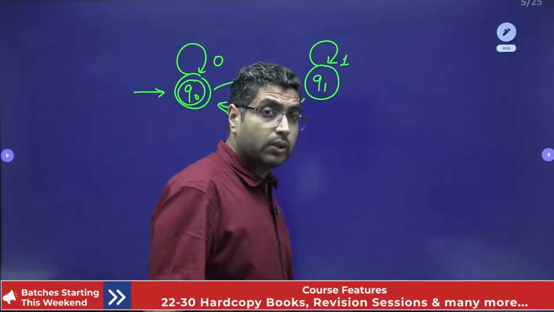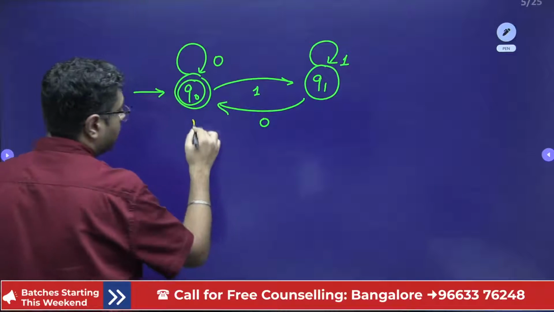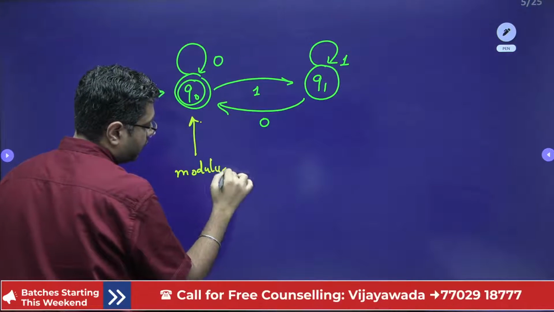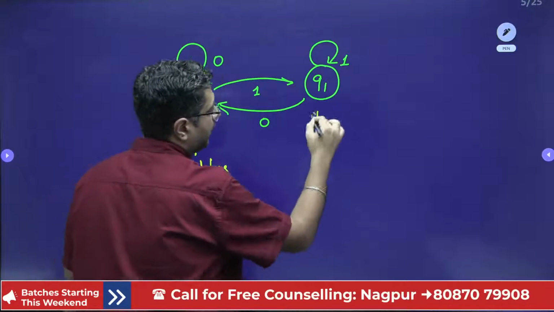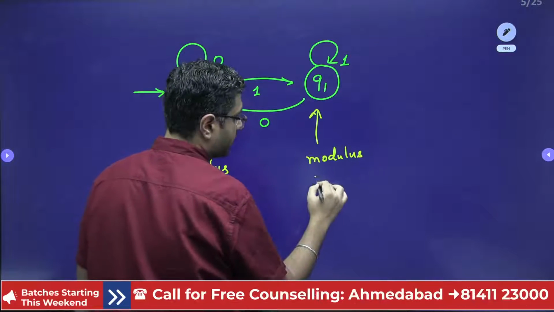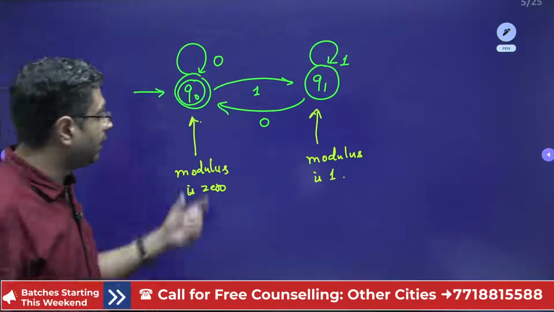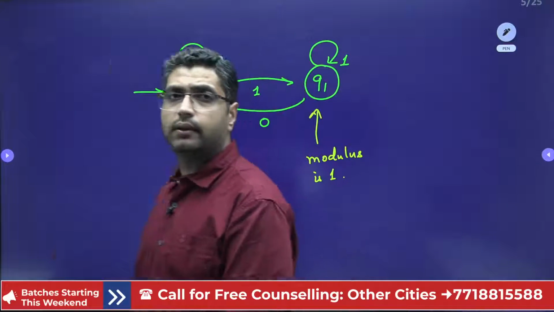Now what is Q0 representing here? Q0 is telling you the modulus is 0. That is divisible by 2. And here the modulus is 1. When you are dividing something by 2, the only two possible remainders are 0 and 1, which have been represented in this DFA. The two possible remainders are 0 and 1.